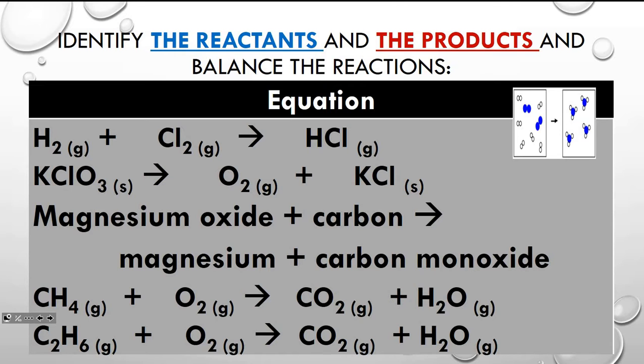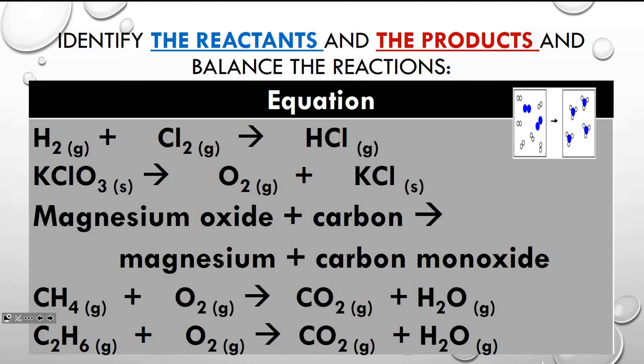So we've got some others. We need to be able to identify the products and the reactants. So we look at this. All you got to remember is the arrow points to the products. Arrow points, products. That means the other side's the reactants. So H2 and Cl2 here are my reactants. The arrow points to my product, which is HCl.